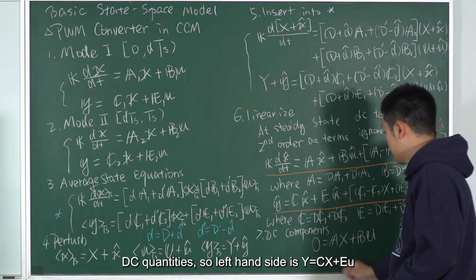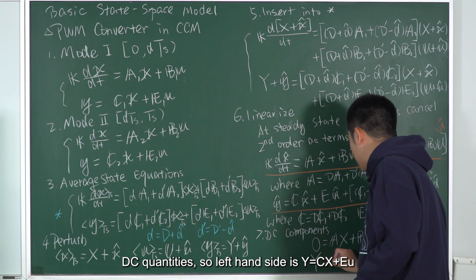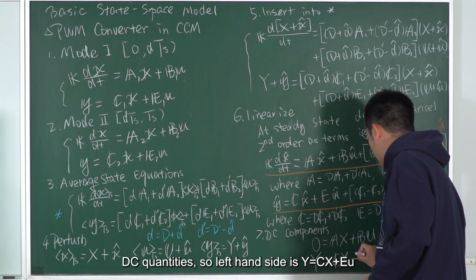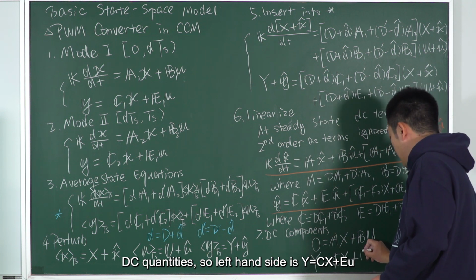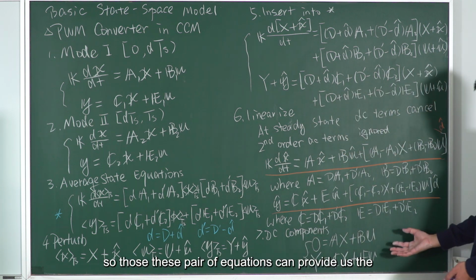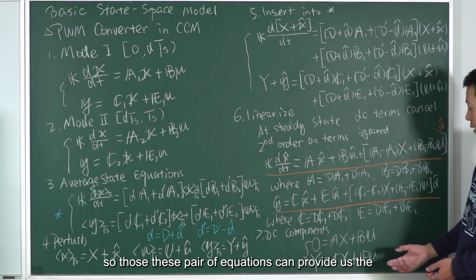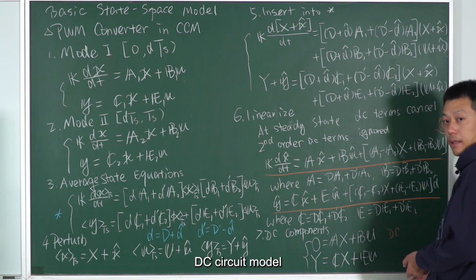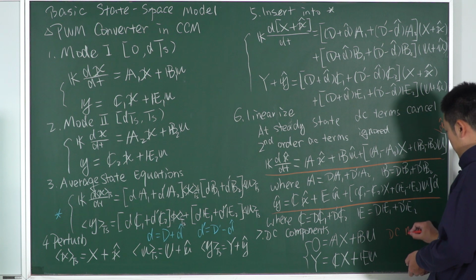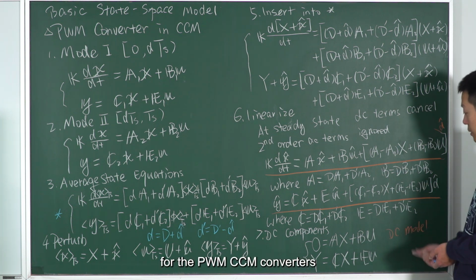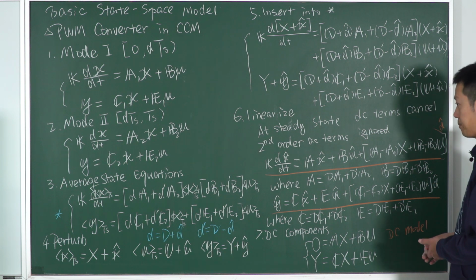And based on the bottom one, we only keep the DC quantities. So left-hand side is y equals to cx plus eu. So this pair of equations can provide us the DC circuit model for the pulse width modulated CCM converters.